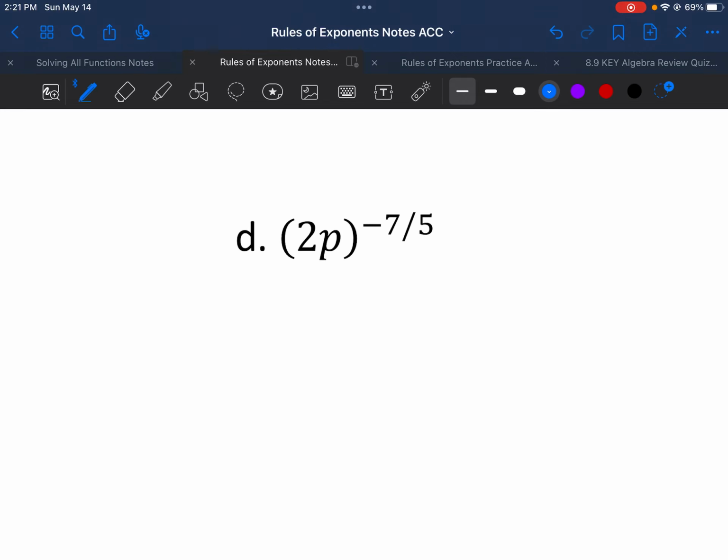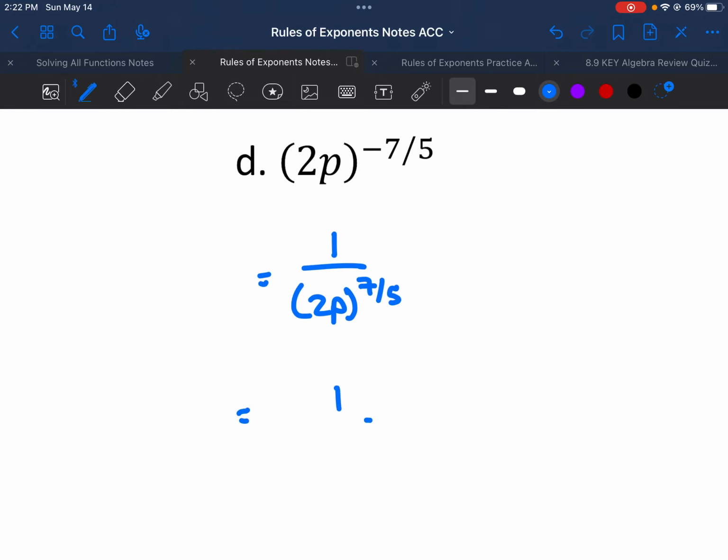All right, part D. We have parentheses 2p to the negative 7/5 power. I am going to take care of the negative part of the power first. So I'm going to make this 1 over parentheses 2p to the positive 7/5 power. So that's going to be the first thing that I do. And then now I'm looking in the denominator here, and I'm saying, okay, this is going to be the 5th root of 2p to the 7th. So now this is going to equal 1 over the 5th root of 2p to the 7th.